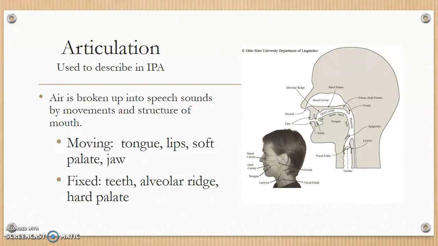So our moving components include the tongue, the lips, the soft palate, and the jaw. We can move all of those to manipulate and articulate the sound. The fixed items are our teeth, our hard palate, and our alveolar ridge. Your alveolar ridge, if you go right behind your front teeth, you'll feel kind of a bump. So these are our points of articulation. This is where we break up the speech sound.